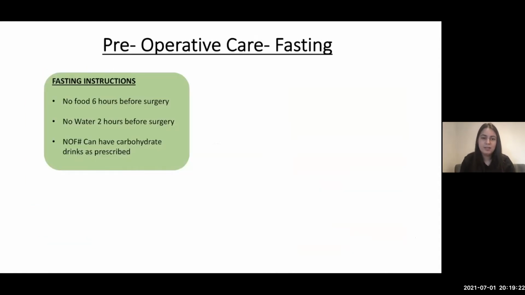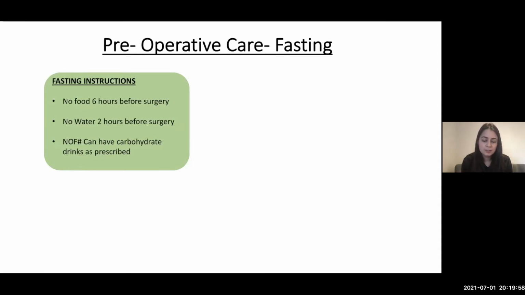So, preoperative care. One very important aspect of preoperative care is fasting. The usual fasting instructions are no food 6 hours before surgery and no water 2 hours before surgery. The only difference is for neck of femur patients, who are prescribed a carbohydrate loading drink. These count technically as fluids, and they are allowed as prescribed 2 hours before surgery, and there's another one which is even earlier than that, but you can give it as prescribed.